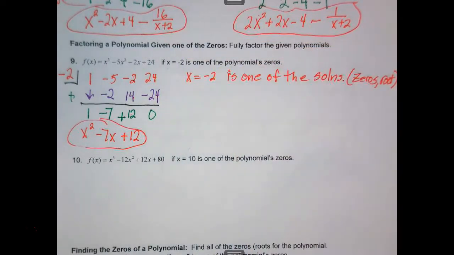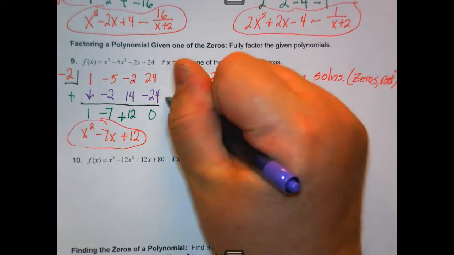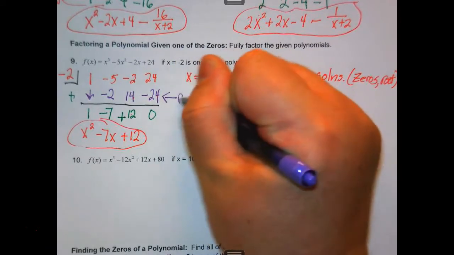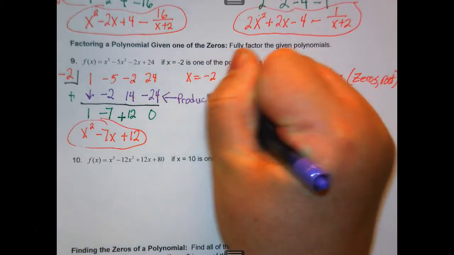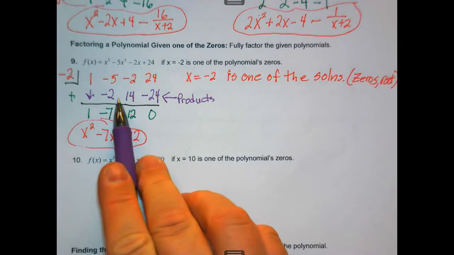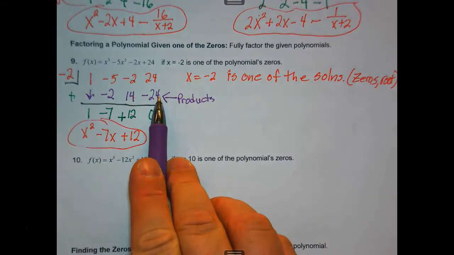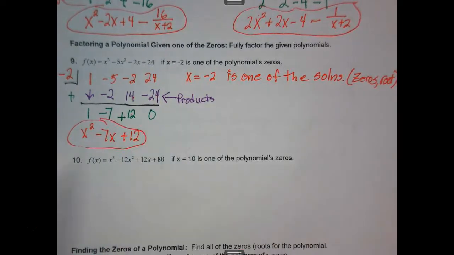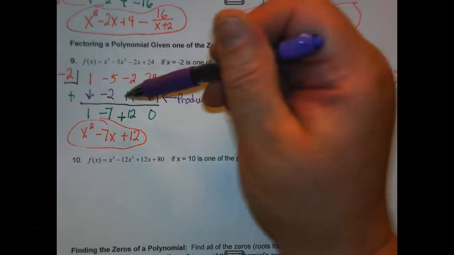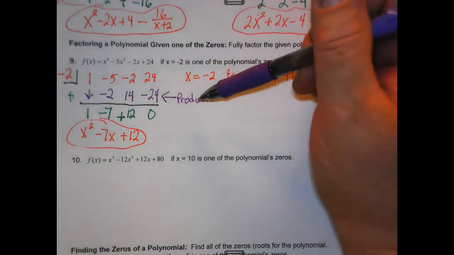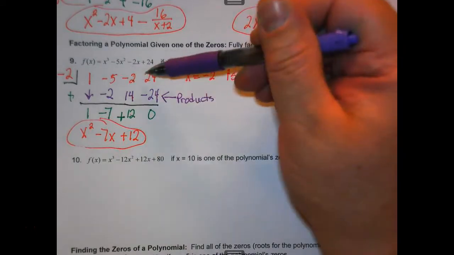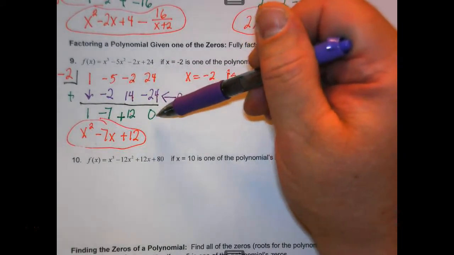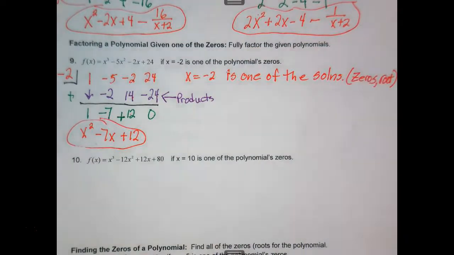All of these are products. Multiplying two numbers together. All of these are summations. I multiply to get the purple ones. Then I add to get the green ones. Okay?